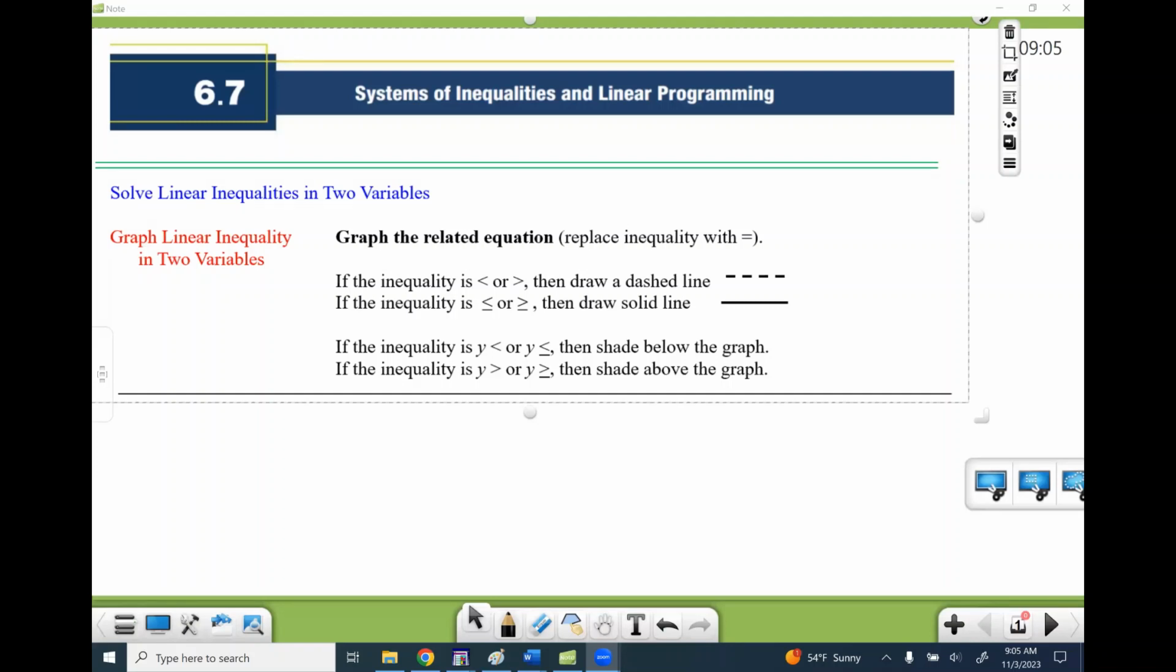Welcome, you guys. So let's go ahead and do our last section in chapter 6. So this is going to be systems of, instead of equations, systems of inequalities. A lot of things are the same, like you want to get y by itself and then graph it.